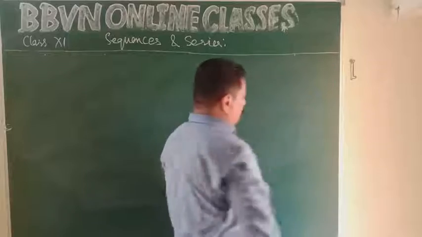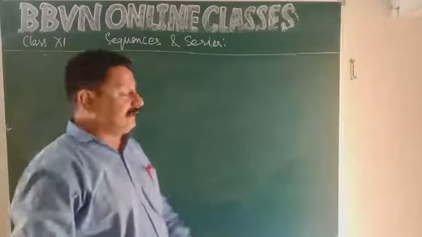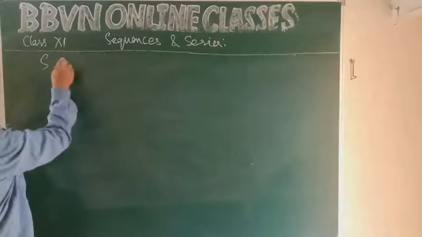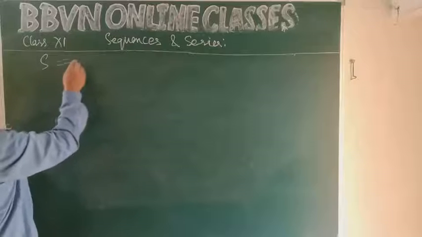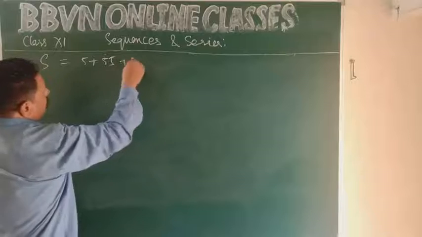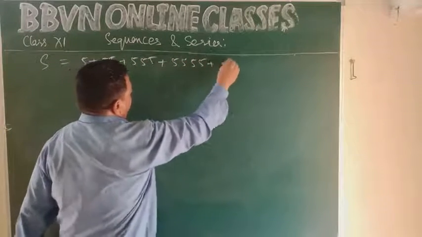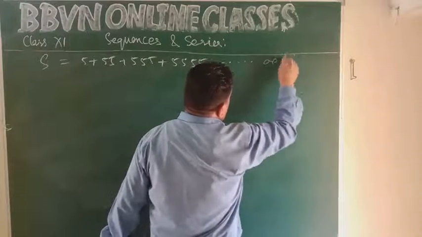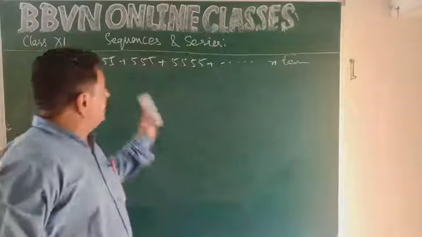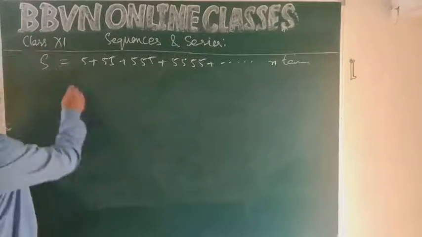Sometimes we also have to use GP in some special type of question, some special types of series. For example, I have a series: sum is equal to 5 plus 55 plus 555 plus 5555 and so on up to infinite terms, or say up to n terms. Find the sum of n terms of this particular series.